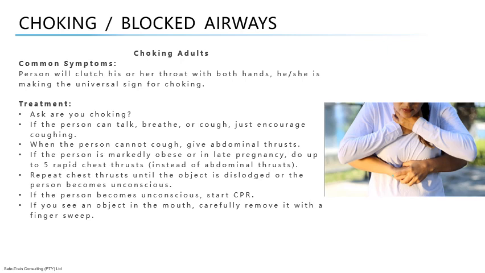Stand or kneel behind the person and grab your fist just above the person's navel. Perform up to 5 rapid inward and upward abdominal thrusts. Repeat abdominal thrusts until the object is dislodged or the person becomes unconscious. If the person is markedly obese or in late pregnancy, do up to 5 rapid chest thrusts instead of abdominal thrusts. Repeat chest thrusts until the object is dislodged, or the person becomes unconscious. If the person becomes unconscious, start CPR. If you see an object in the mouth, carefully remove it with a finger sweep.